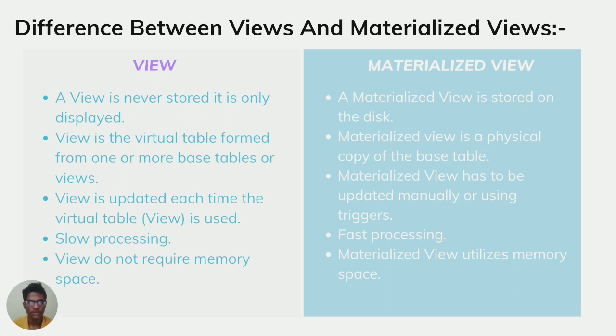Let us discuss the difference between views and materialized views. A view is never stored. It is only displayed. A materialized view is stored on the physical disk. A view is a virtual table formed from one or more base tables or views. A materialized view is a physical copy of a base table. A view is updated each time the virtual table is used. A materialized view is updated manually or using triggers. A view is slow processing and a materialized view is fast processing. A view does not require any memory space. A materialized view utilizes memory space.